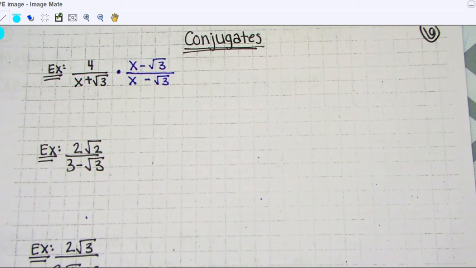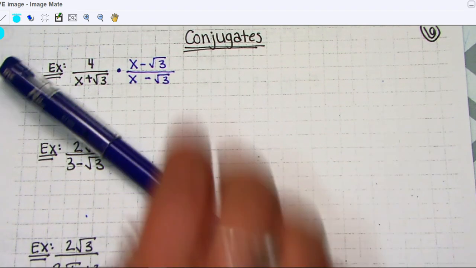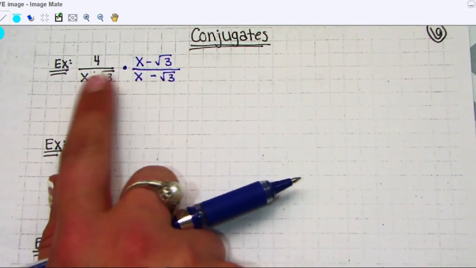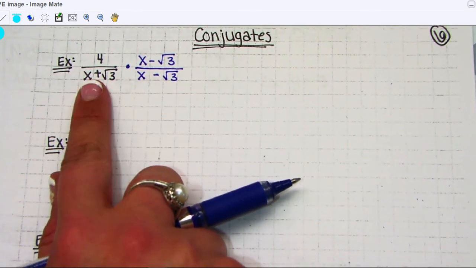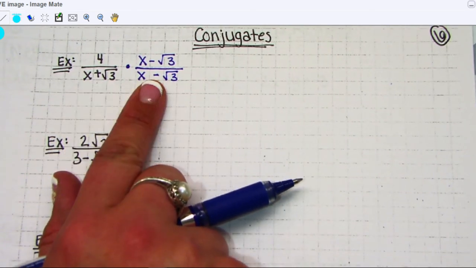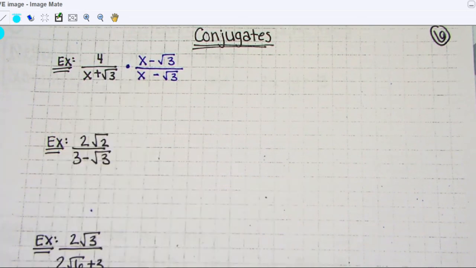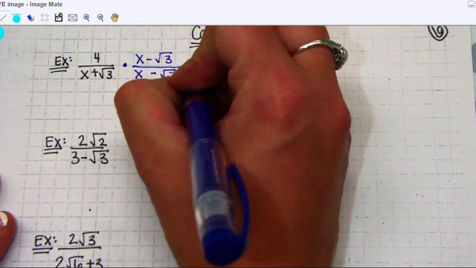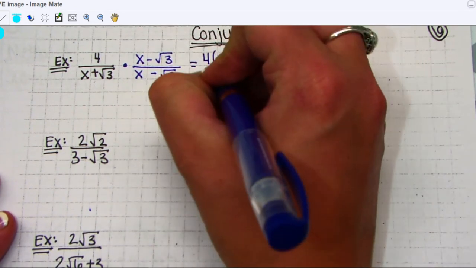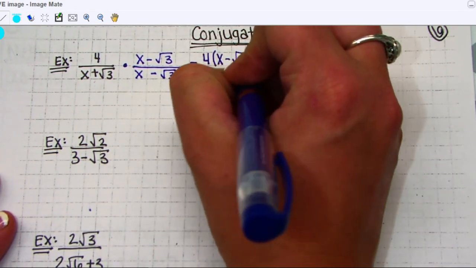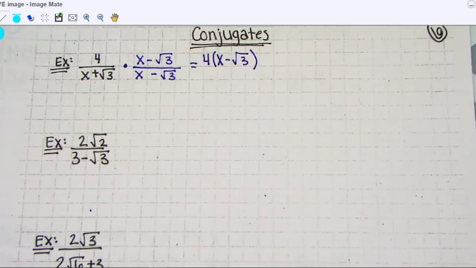Now what you're going to do is distribute. The thing you have to know is you always want the opposite of what this looks like. So if this is plus, you always put minus, or vice versa. Next, you distribute. So in the top, I'm going to have 4 times x minus the square root of 3. I'm multiplying top to top. The bottom is the difference of squares.